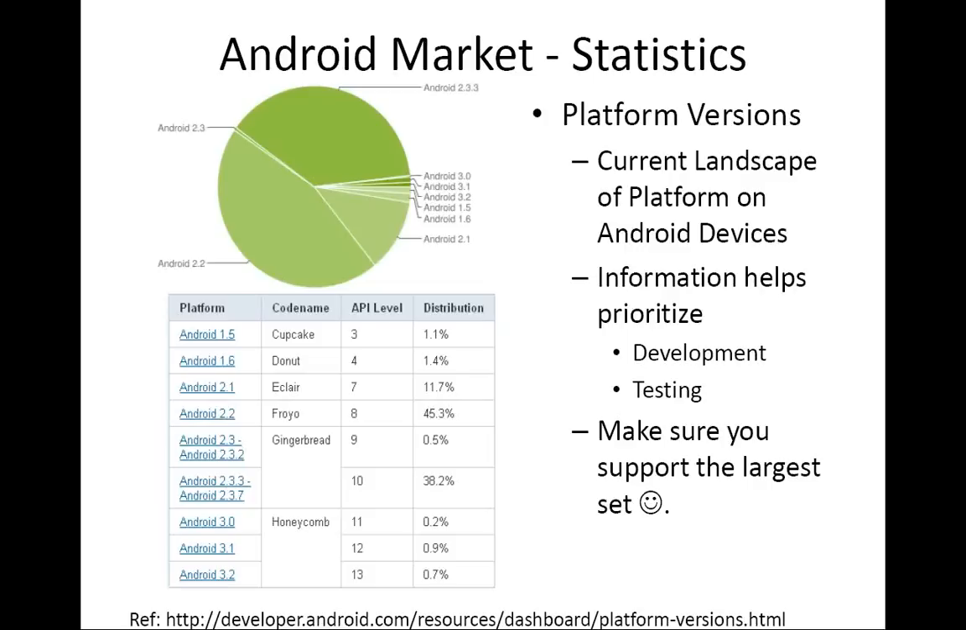When we start development, usually we either try and target the phone that we have, or we try and target the latest version. But the best way would be to try and figure out which would be the largest set that you can support in terms of platform that you can target. This information is useful because it helps prioritize development and testing. Both of these things require time and effort, so information like this is very important and useful for us to prioritize things.